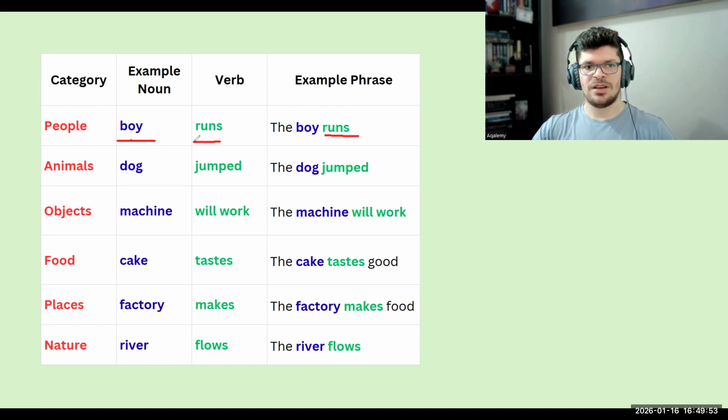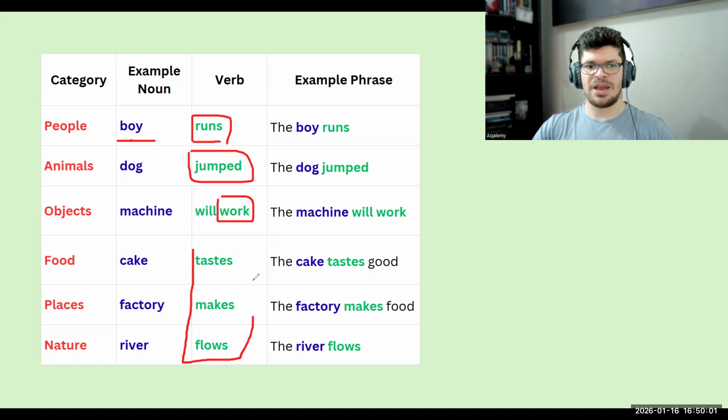So over here, main verb. Will is not main verb. Support. Work is main verb. And these are main verbs. The machine will work.